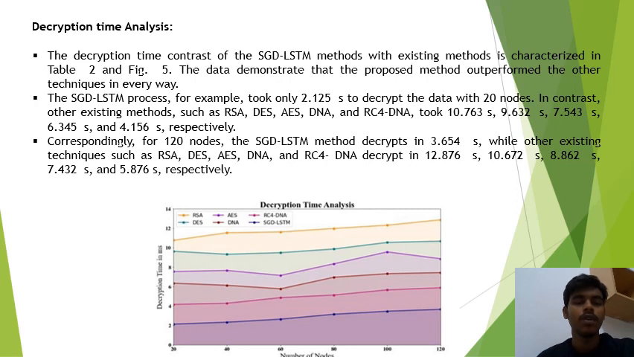Correspondingly, for 120 nodes, the SGD LSTM method decrypts in 3.654 seconds, while other techniques such as RSA, DES, AES, DNA, and RC4 DNA decrypt in 12.876 seconds, 10.672 seconds, 8.862 seconds, 7.432 seconds, and 5.876 seconds respectively. These graphs represent the number of nodes on the x-axis and decryption time on the y-axis. This is the graph diagram of the decryption time analysis.